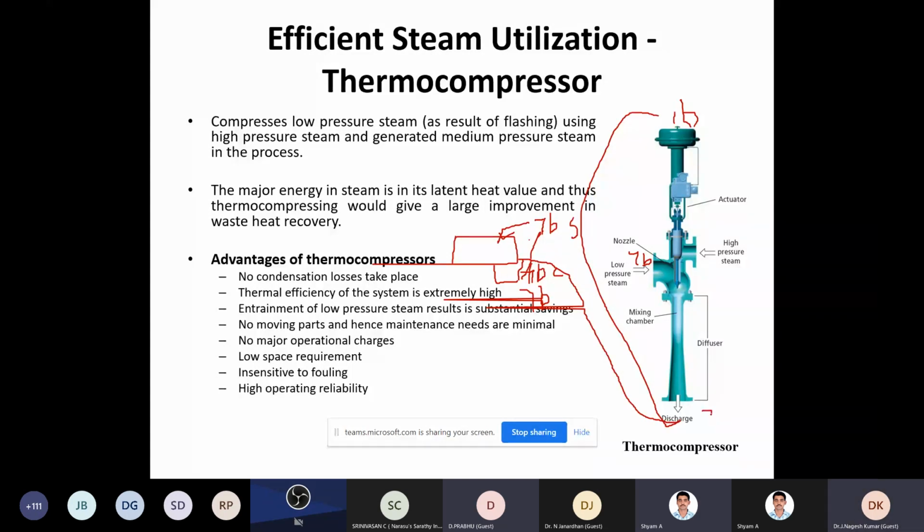So higher pressure steam. The thermocompressor is a device which converts low pressure steam to medium pressure steam using high pressure steam. So wherever medium pressure steam is required, we can upgrade the low pressure steam to a medium pressure steam using high pressure steam.